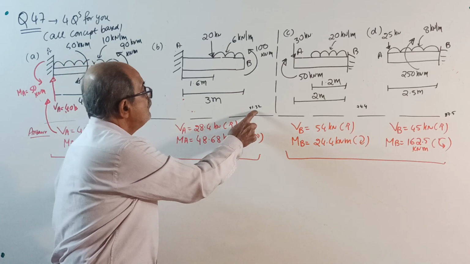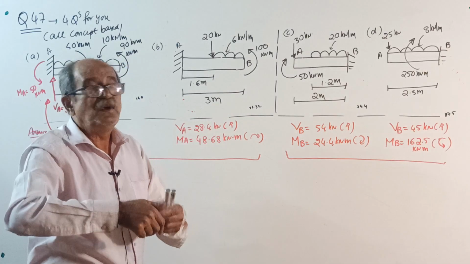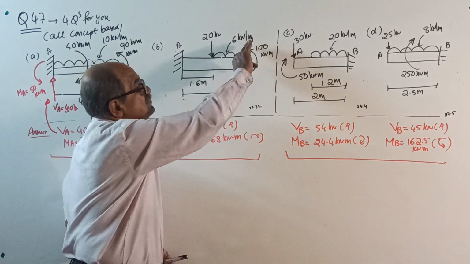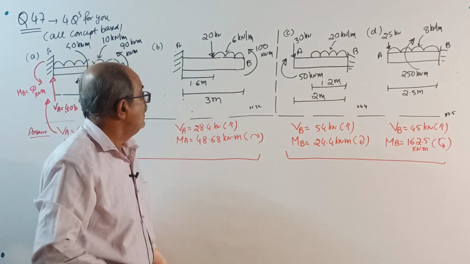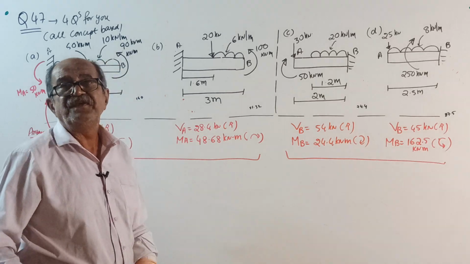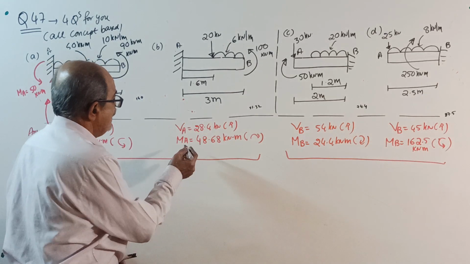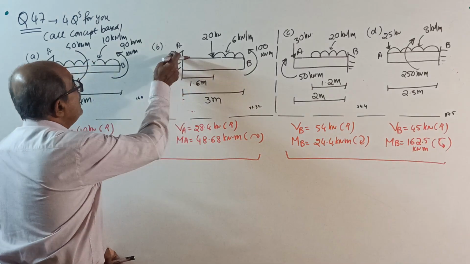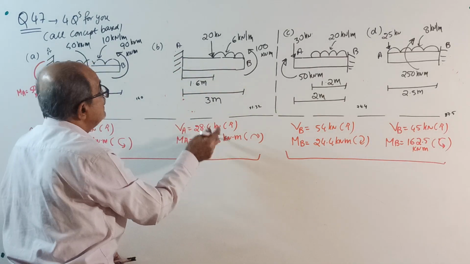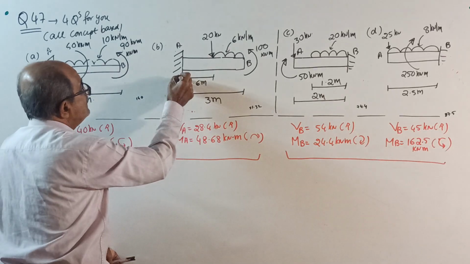Together it will be 51.32 clockwise. But there is an anti-clockwise moment of 100. Therefore, net will be anti-clockwise of 48.68. That's why your MA will come clockwise of 48.68. If you take anti-clockwise, you will get negative sign. So final answer is for this question.